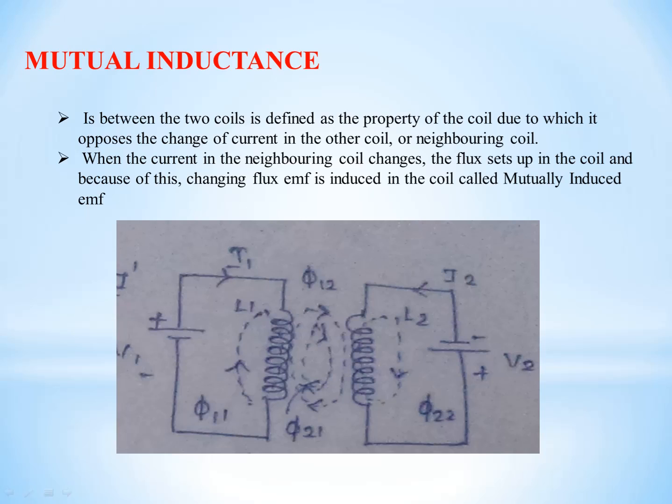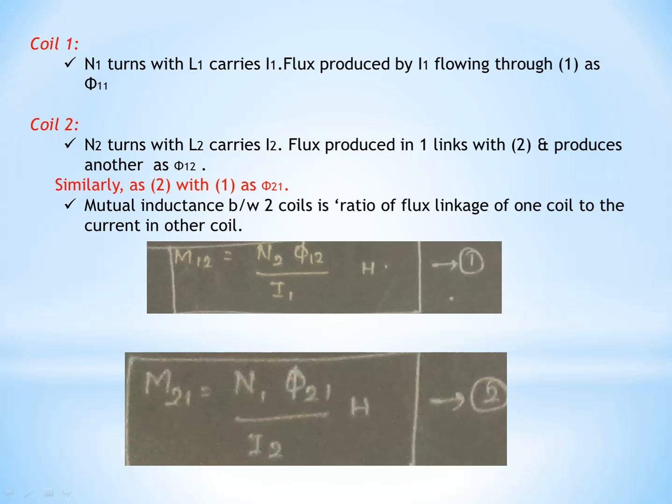From the circuit, this is your primary side: V1, current I1, inductance L1 with a number of turns, and flux phi 11 flowing in this direction. Similarly in the secondary, L2, I2, phi 22. If the mutual flux links 1 to 2, in this direction it represents phi 12. If it links 2 to 1, the direction will be phi 21, in the opposite direction. So there are two conditions, coil 1 and coil 2.